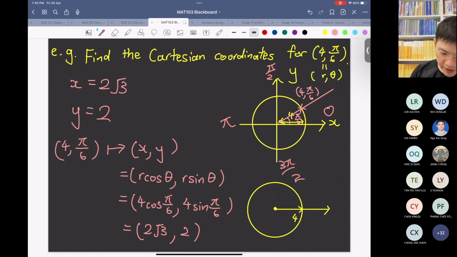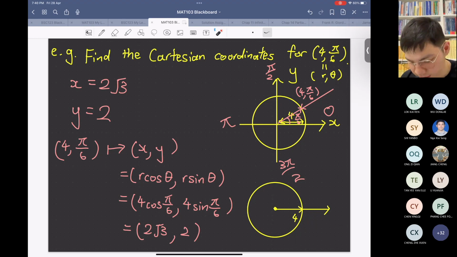So actually, this is really the orthogonal projection, first to x, and then project to y. If you want to see it that way, it's an orthogonal projection: r cos theta and r sin theta. Okay, does anyone have any questions? Does anyone have any questions?